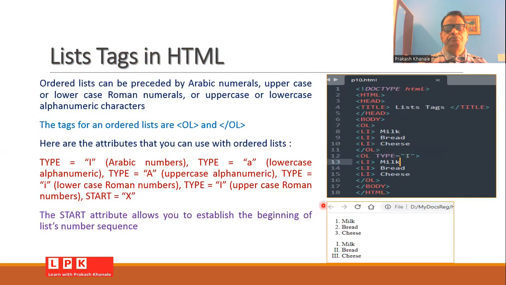Ordered lists are those lists where every item will have a specific order of sequence. That can be preceded by Arabic numerals, or you can use uppercase or lowercase Roman numerals, or uppercase or lowercase alphabetic characters. The tags for the ordered list are OL, start tag and end tag.